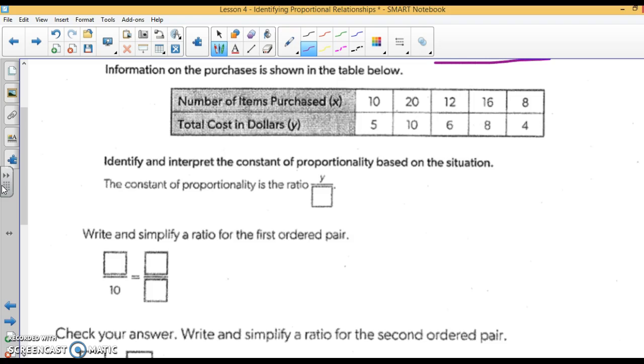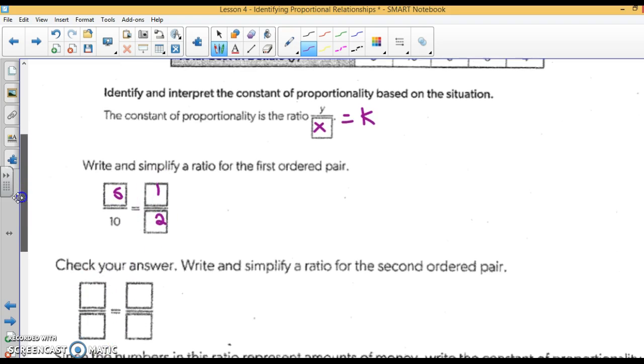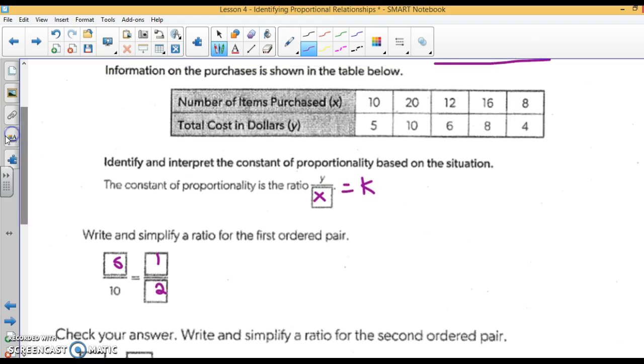Okay, so identify and interpret the constant of proportionality based on the situation. The constant of proportionality is the ratio k equals y over x. You need to know that. So, let's take a look at this. The constant of proportionality, the first one is 5 over 10, which is 1/2. Now, if we check and see, is this the same for every ordered pair?